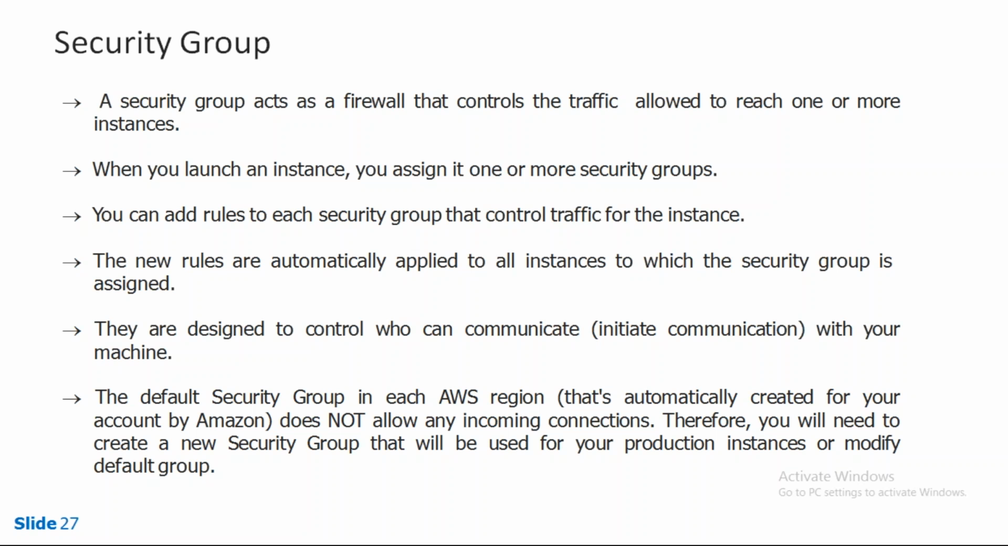Once you create a security group, that security group can be used for any number of instances. So that's why it is mentioned. A security group acts as a firewall that controls all the traffic allowed to reach one or more instances. When you launch an instance, you assign it to one or more security groups. You can add rules to each security group that control traffic for the instance, and the new rules are automatically applied.